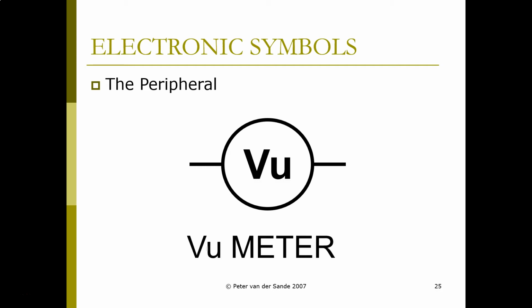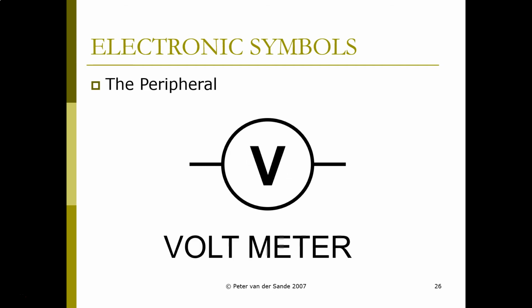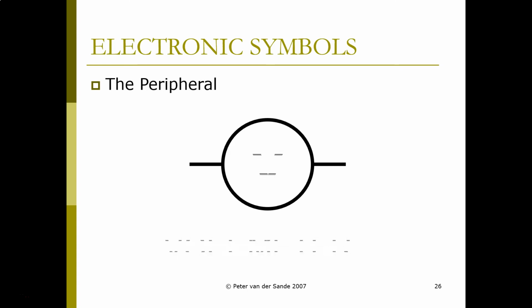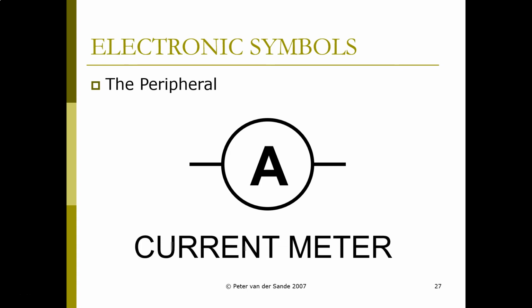And if it's a VU meter, you're going to put VU in the center of the circle, VU standing for volume units. If it's a voltmeter, you would have just a V for volts. A current meter will have an A symbol for amps or amperes.